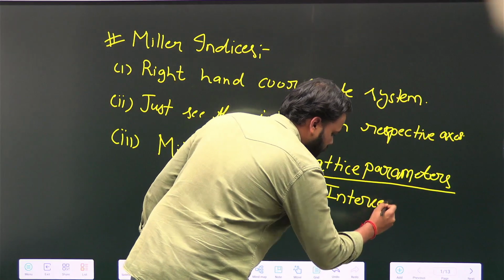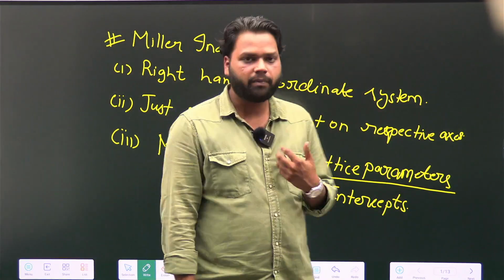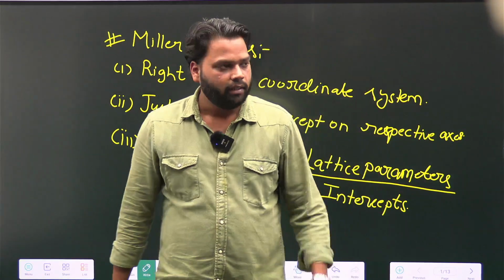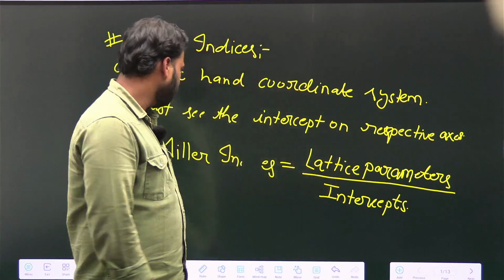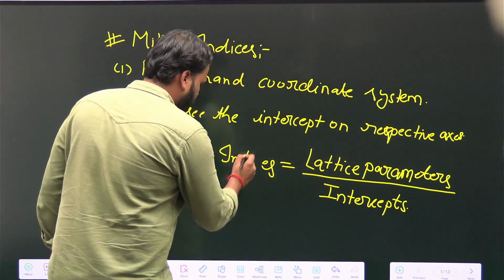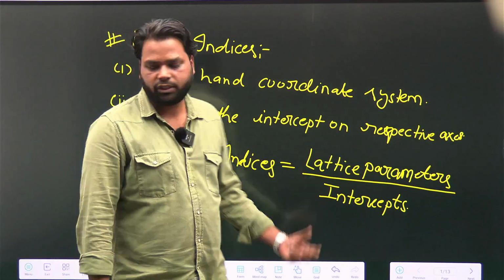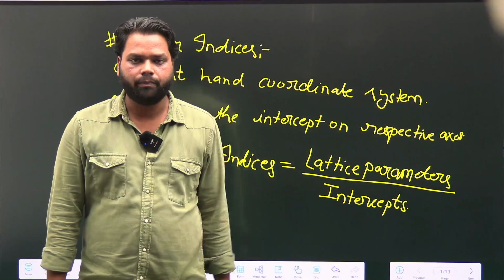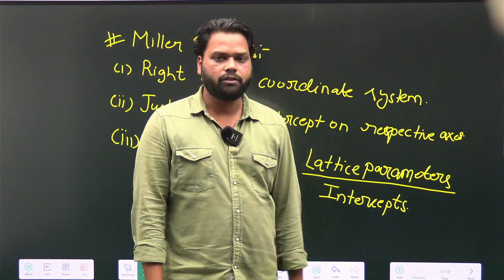Some people had a little confusion: sir, till this date we have been taking a reciprocal or something like that. I just want to tell you, just follow this. Miller indices equals lattice parameter divided by the intercept. You will get the Miller indices of every plane. We are going to see the examples.